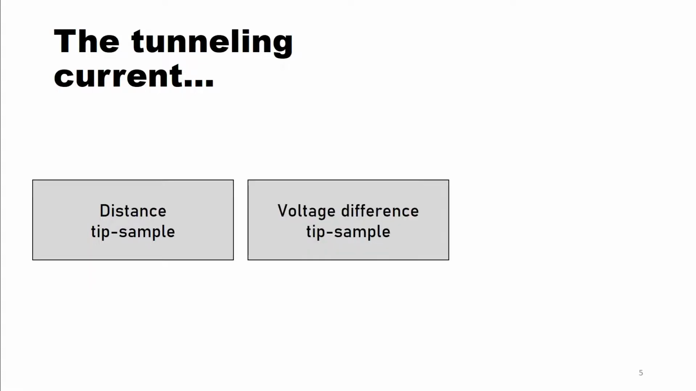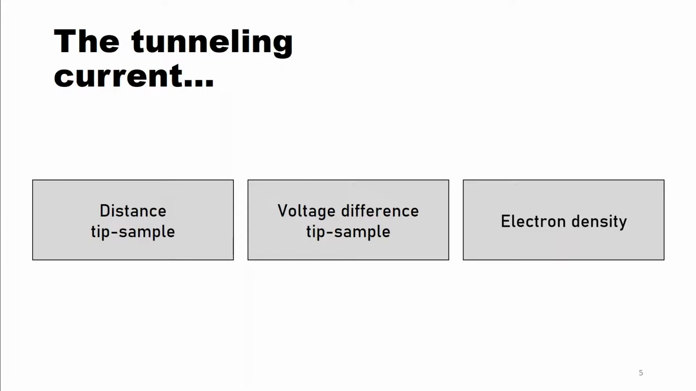Before we move on to the spectroscopy mode, let's talk a little bit about the tunneling current first. We already learned that the distance between tip and sample has a significant influence on the tunneling current. Also, if you increase the voltage difference between tip and sample, you will measure a higher tunneling current, basically because you lower the energy barrier. And then the tunneling current depends also on the amount of electrons that are available. If you have a higher electron density, it is more likely that electrons tunnel.